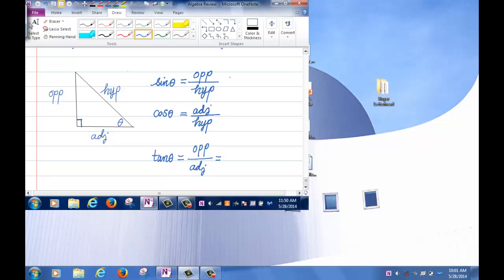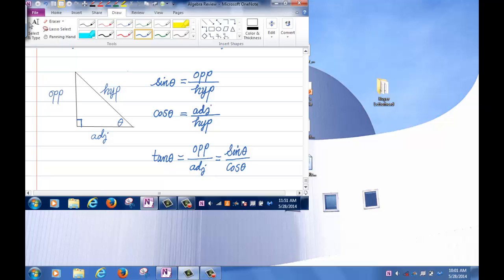In fact, this is the same as sine theta divided by cosine theta. Okay, you realize that if you take the ratio of sine theta and cosine theta, you will be taking the ratio of these two fractions, right? And when you take the ratio of these two fractions, the hypotenuse part will be canceling out, and you'll be left with opposite over adjacent. So tangent theta is always the same as sine theta over cosine theta.